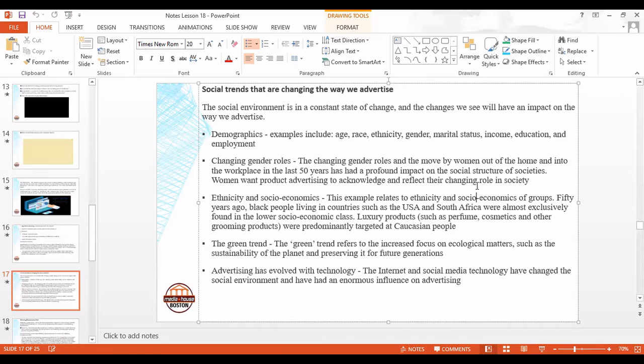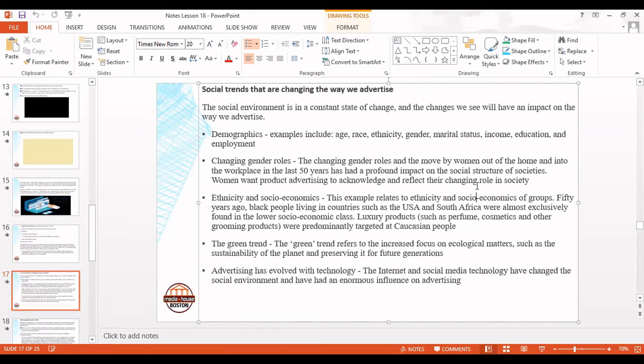We need to be conscious of our environment. Do we accommodate our animals? Do we accommodate the extinct, those endangered species, the white rhinoceros, and other animals that are also being endangered through poaching? So that's the green trends.